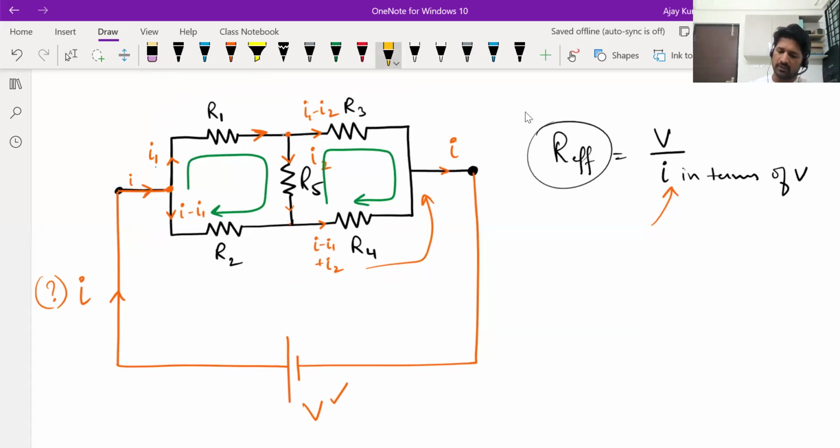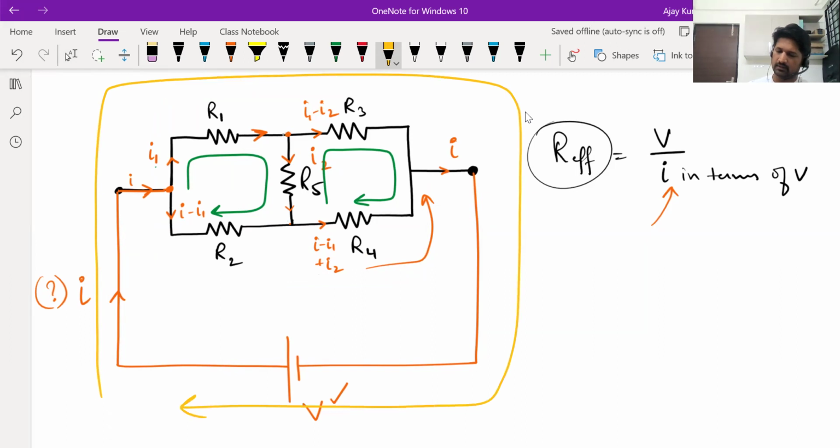The third loop you take will be this one. Maybe the outermost loop like this. You may even take this path, not an issue.